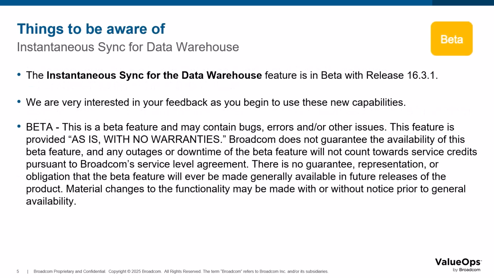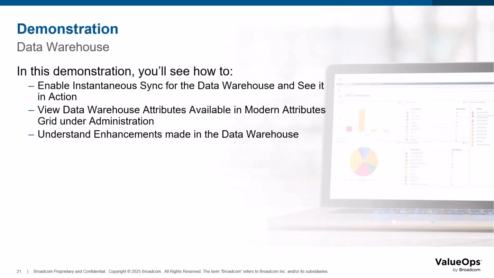One thing that you need to be aware of is that the instantaneous sync feature for the data warehouse has been released in beta in 16.3.1. In my demonstration, I'll show you how to enable instantaneous sync, and we'll see how it works in action. And next, we'll view the new attributes that are available in the Modern Attributes grid for the data warehouse. And last, we'll discuss the enhancements that we made in the data warehouse.